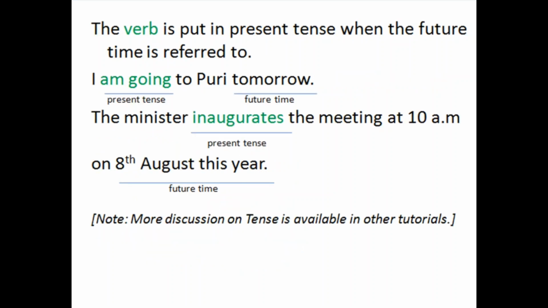The verb is put in present tense when the future time is referred to. Look at the sentence. I am going to Puri tomorrow. Here tomorrow refers to future time, but I am going the verb is in present tense. Next, the minister inaugurates the meeting at 10 am on 8th August this year. Here inaugurates is the verb which is in present tense, whereas time refers to the future.